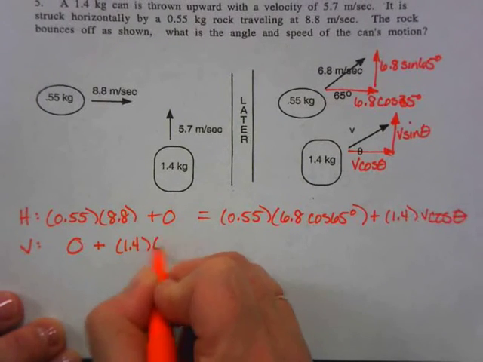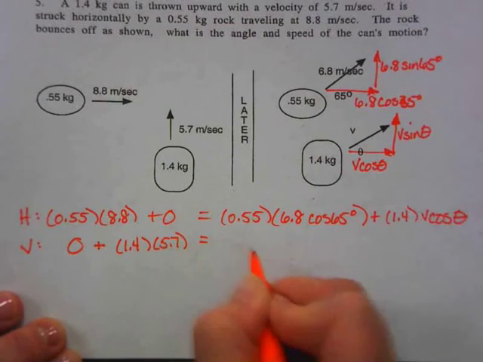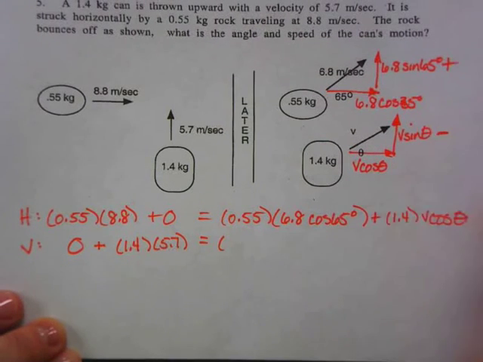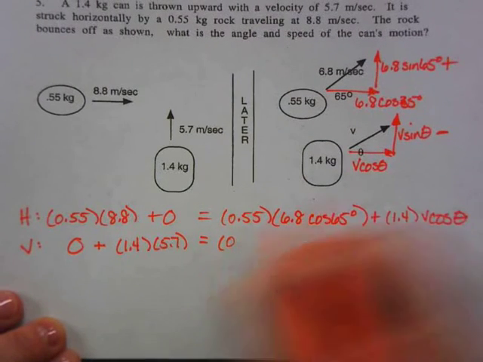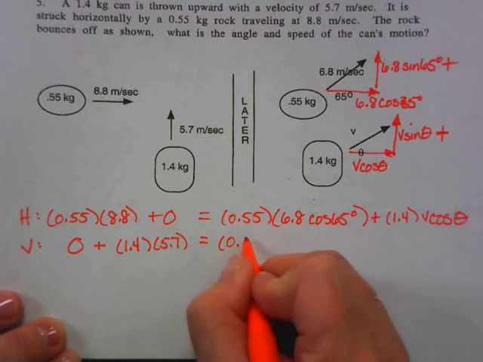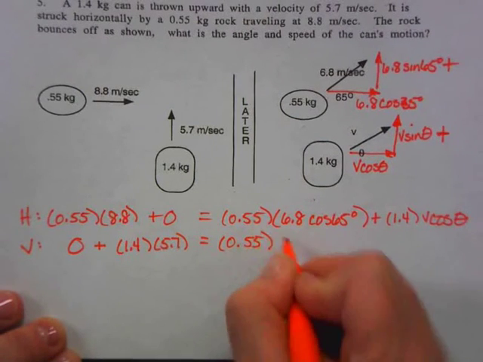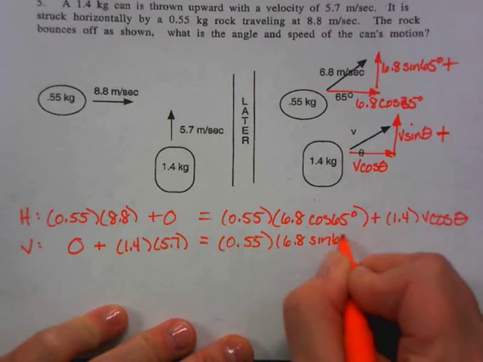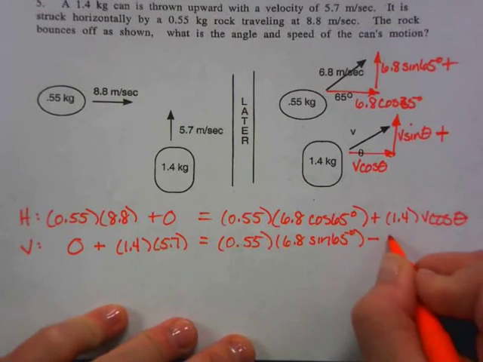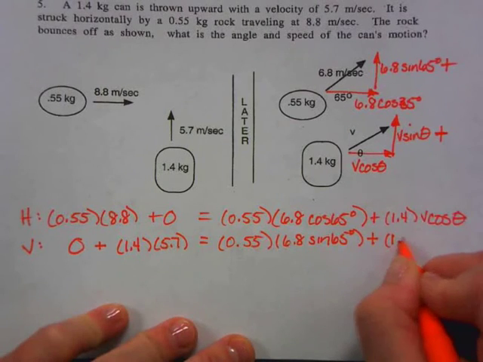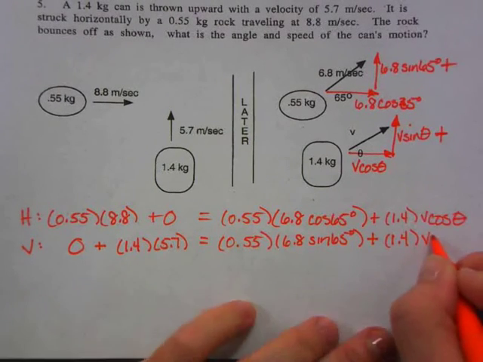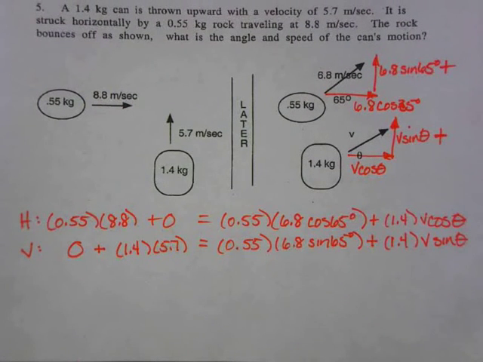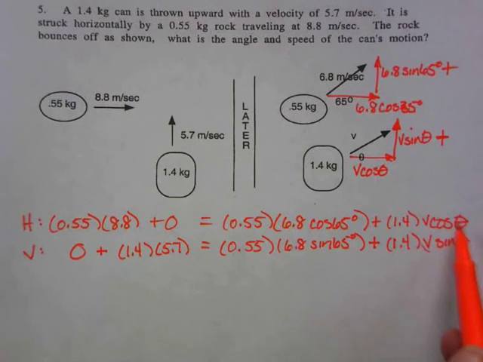Vertically, 0 plus 1.4 times 5.7 equals, and again we're going to do a positive here and a negative here. Positive here, never mind, 0.55 times 6.8 sine 65 minus plus, I'm stuck on that this morning, 1.4 v sine theta.